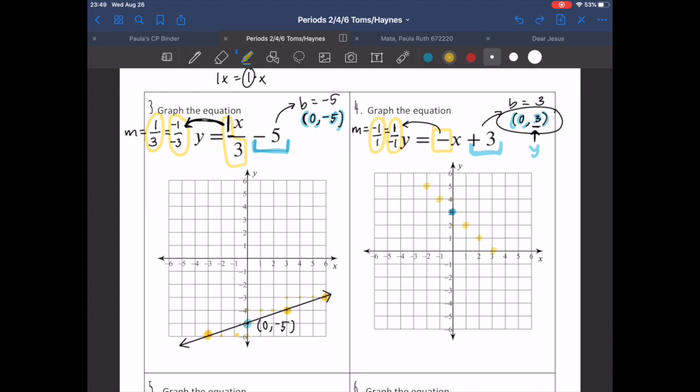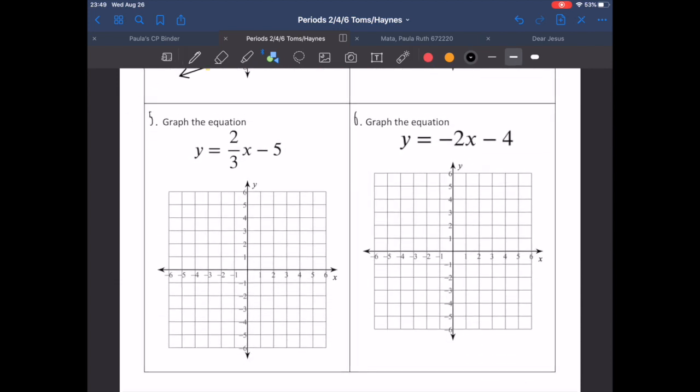Okay, well, you know what? I have a lot of points now. I have a lot of dots that I can connect. Let's go ahead and connect all those dots and draw our line. Cool. Now let's look at the bottom two. These are the last questions.